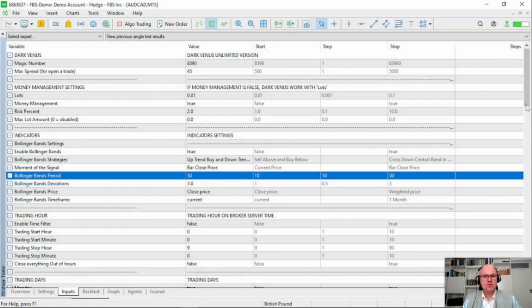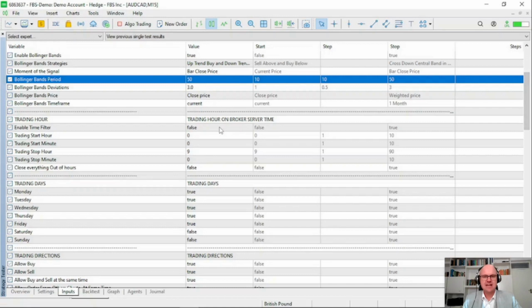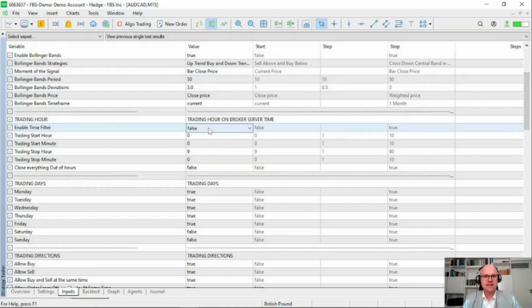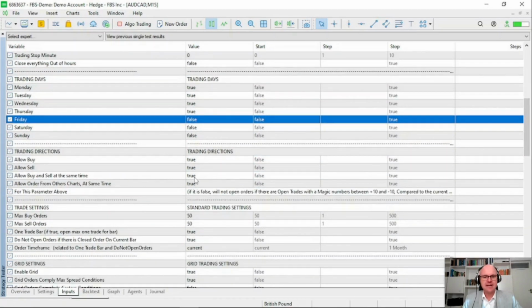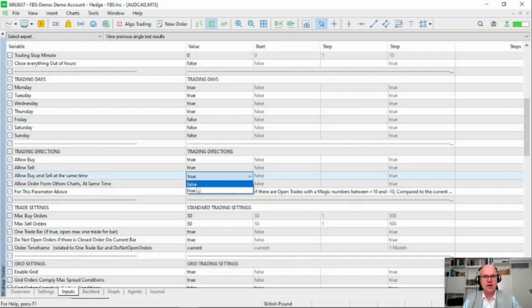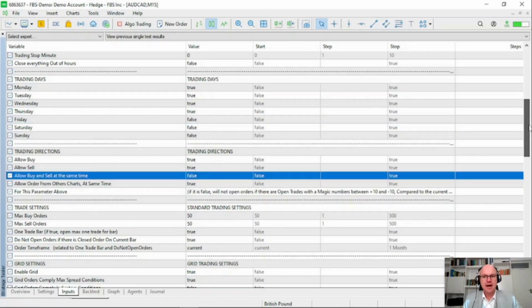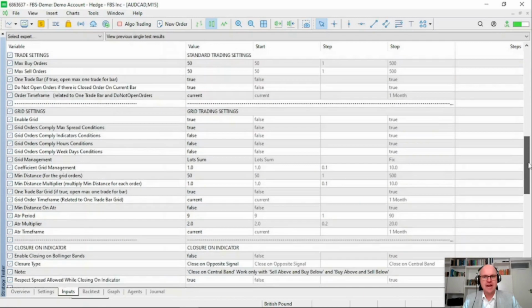Under the trading hours, I'm also going to set some specific times and days that I want to be trading live in the market. So I'm going to start trading at 2 and trade until 22. To do this, I will avoid the crossover and potentially bad trades being placed. Additionally, I won't be trading on Fridays because Fridays are when NFP is announced every month, so I want to avoid that major news event. I'm also only going to allow it to trade in one direction at a time.